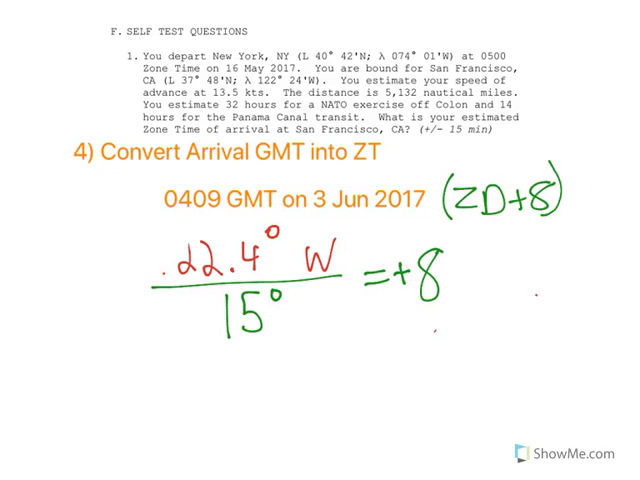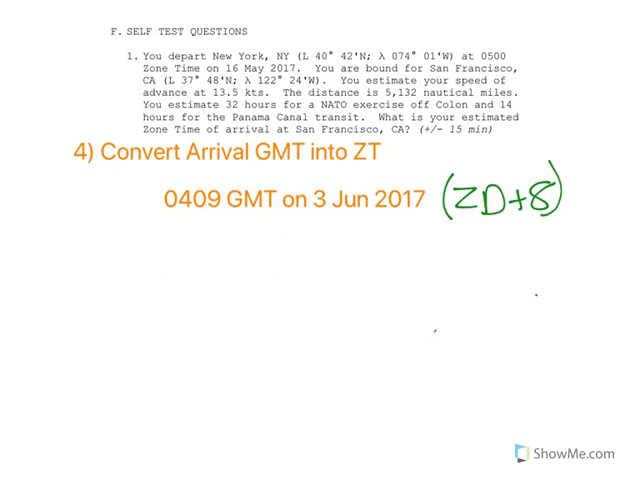So our zone description is plus 8. We'll clean this up. And in this case, we're going from Z to L. So we're going to reverse the spell. We're going from Zulu to local. So this plus 8 becomes a minus 8, and we will subtract 8 hours. So take our GMT, 0409, subtract 8 hours and 0 minutes. And we cannot subtract 8 hours from 4 hours because we get a negative number.